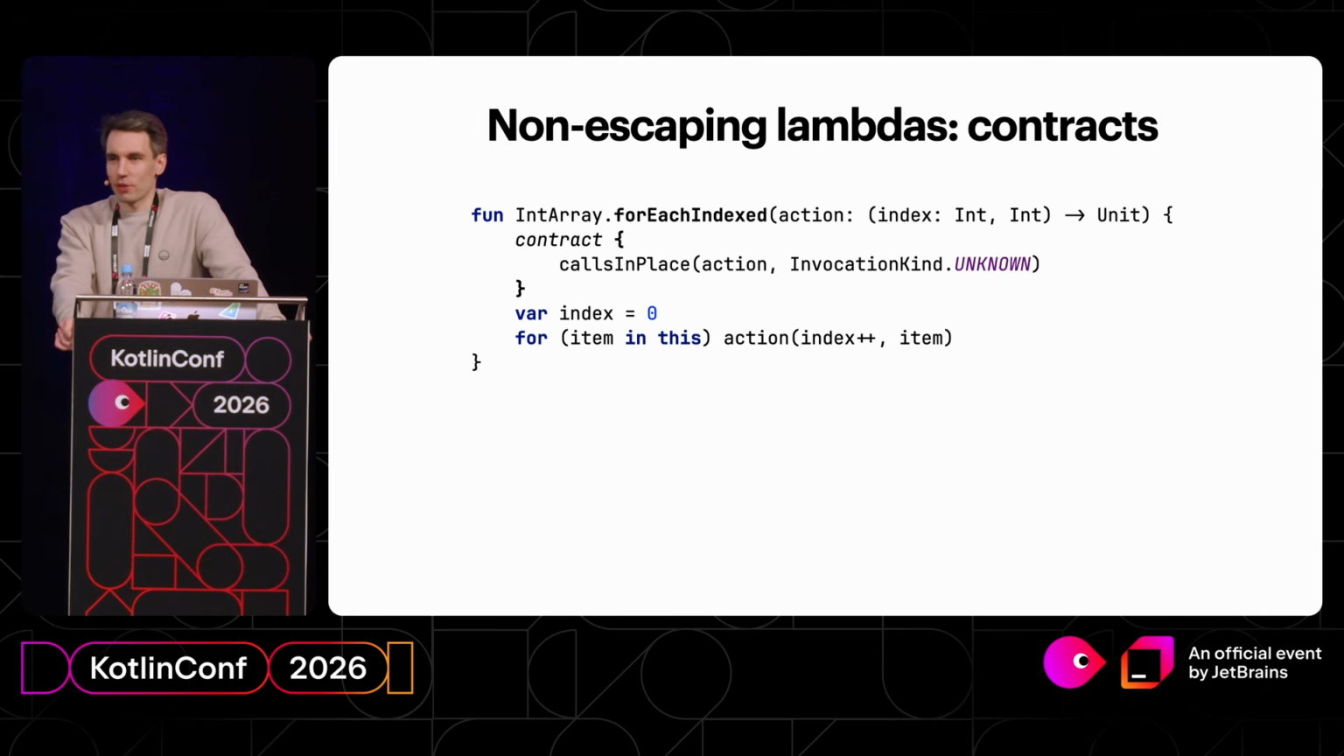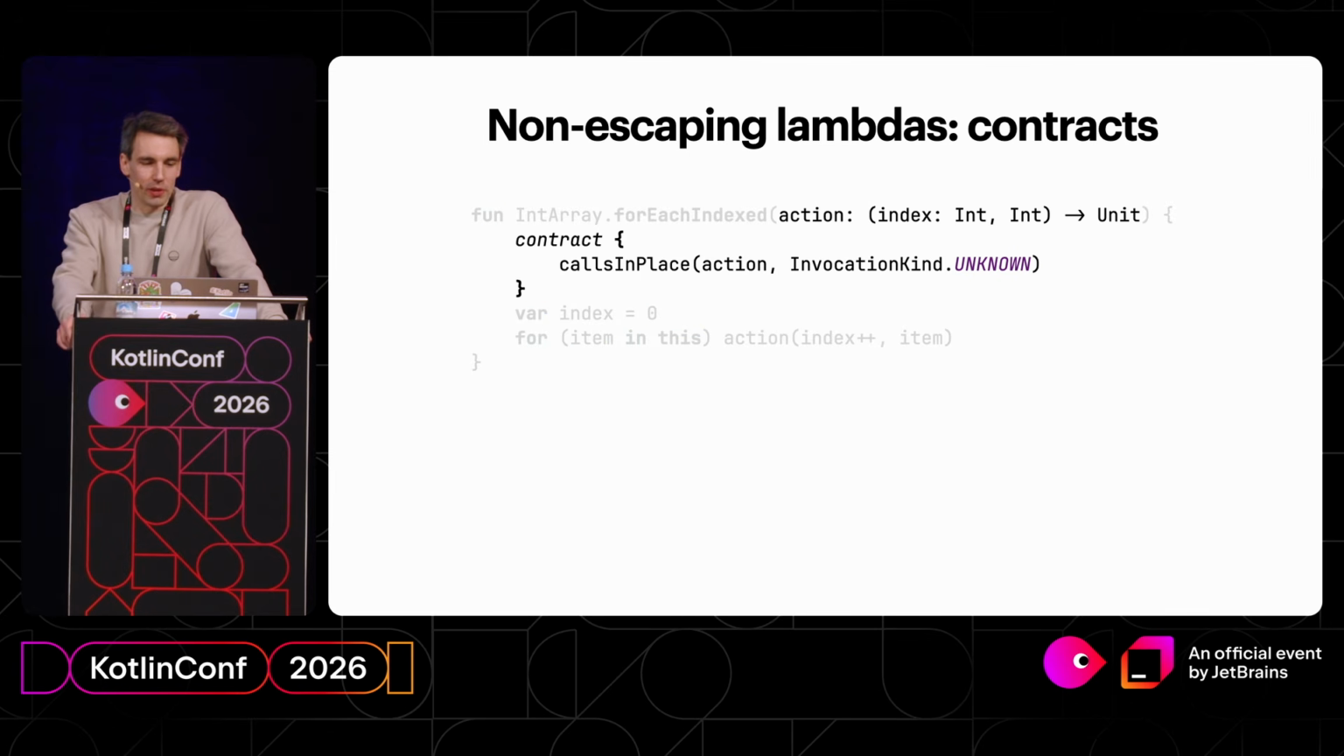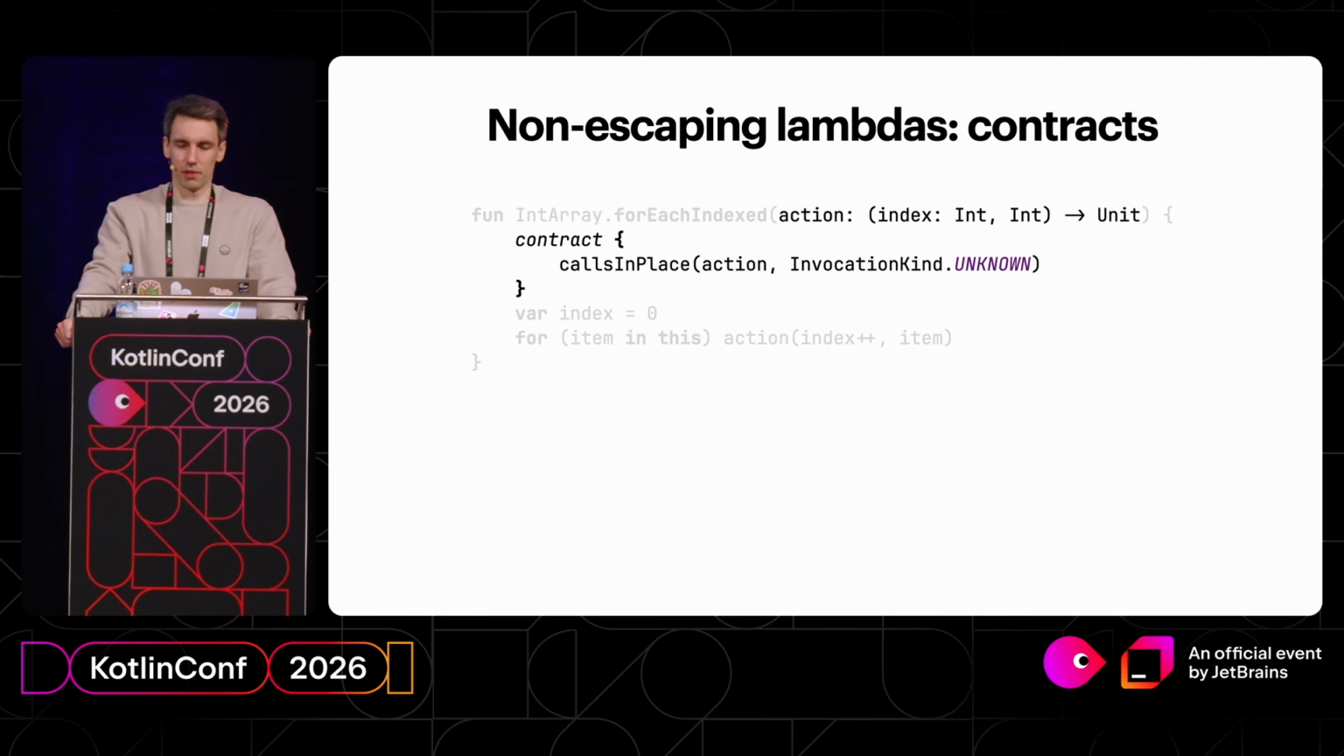In Kotlin, we took a slightly longer route, but we also arrived there, because in our case we decided to use contracts and be very explicit about this stuff. So we introduced this contract section, which can tell the compiler that this lambda is going to be called in place, in this exact function. And also, we can provide information about the invocation kind, whether it's invoked only once, multiple times, or we just don't know. And it also helps the compiler to do some more analysis.